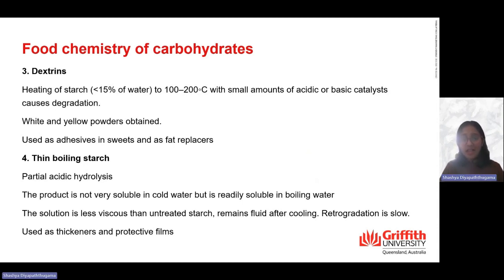And then we have thin boiling starches. To produce them, the starch undergoes partial acidic hydrolysis, and this product is not very soluble in cold water, but it is readily soluble in boiling water. These thin boiling starches are also used as thickeners. They are used to achieve a particular texture which is not too thick, but not too thin.